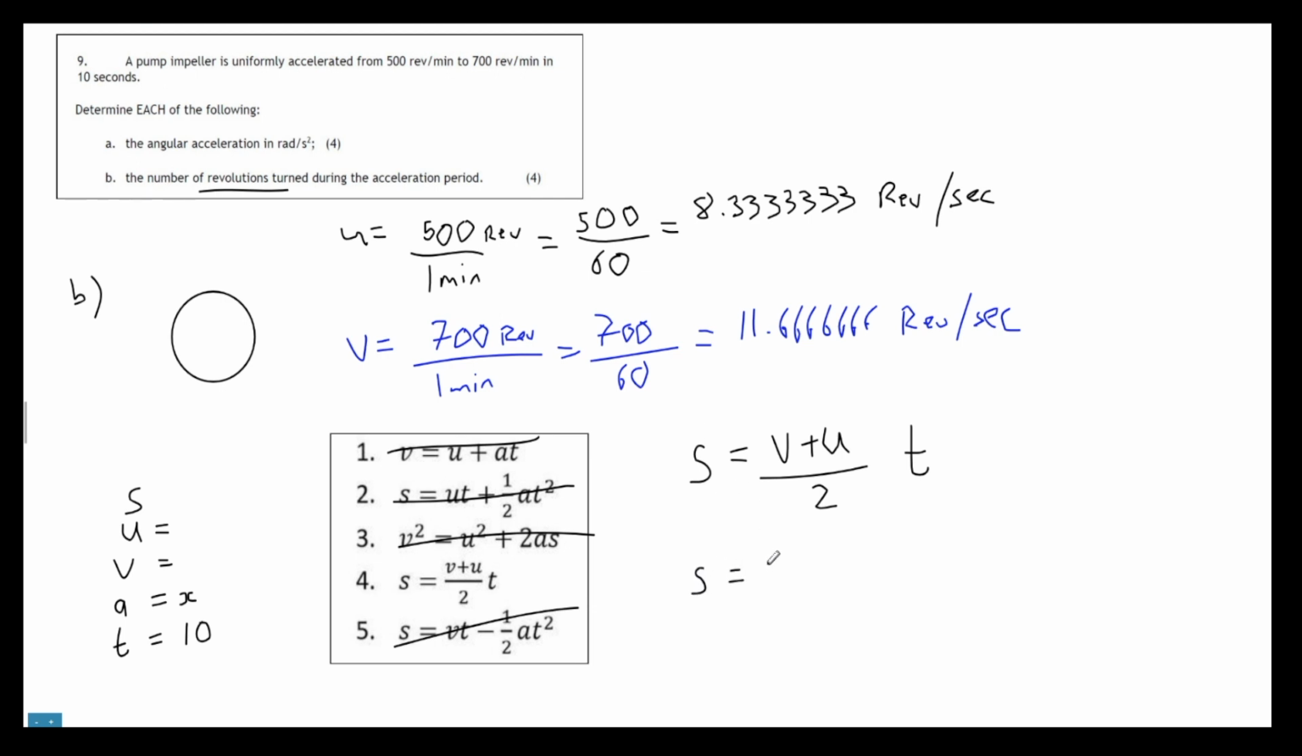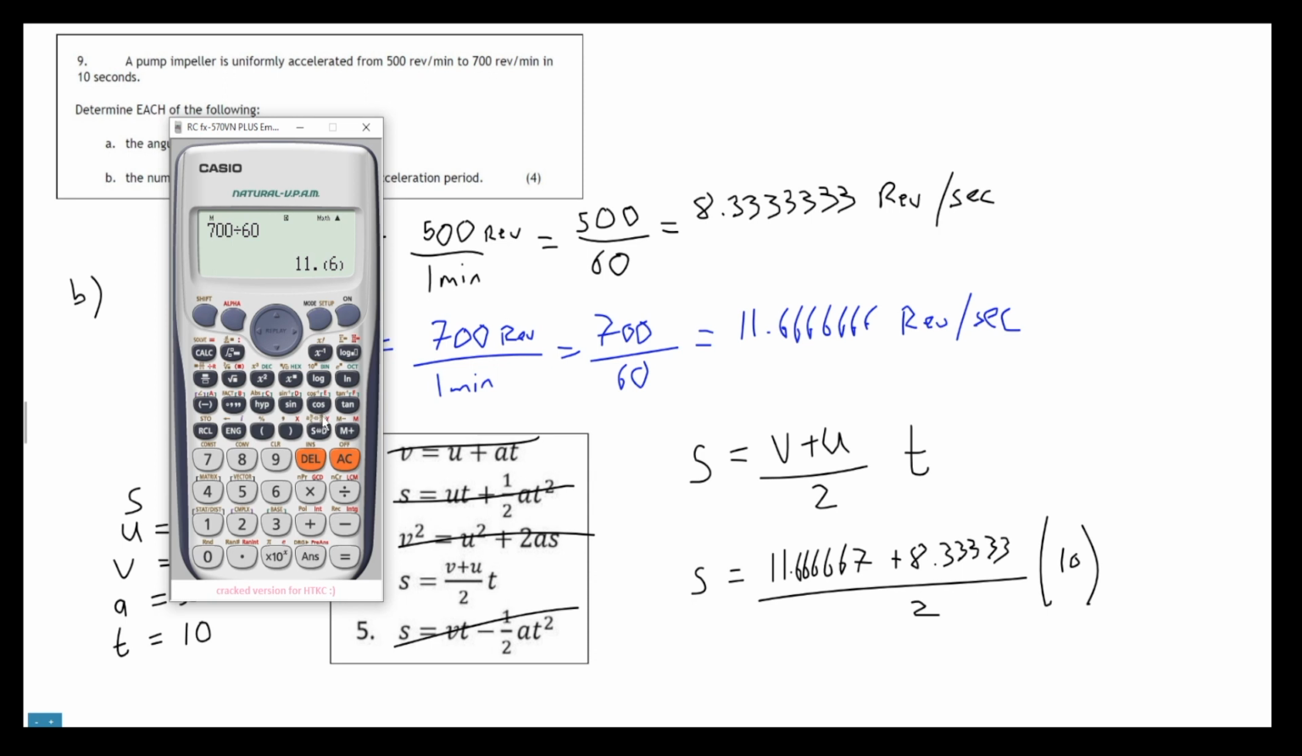So S is equal to 11.66666, etc. plus 8.33333, etc. divided by 2 times 10. Let's do that. I got my 8.666. It looks like an 11.6, right? But that's recurring. You can see if I keep pressing this button, it flips between the fractions and decimals. This button is really useful.